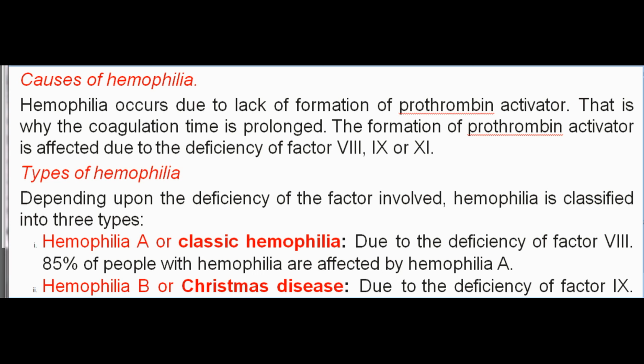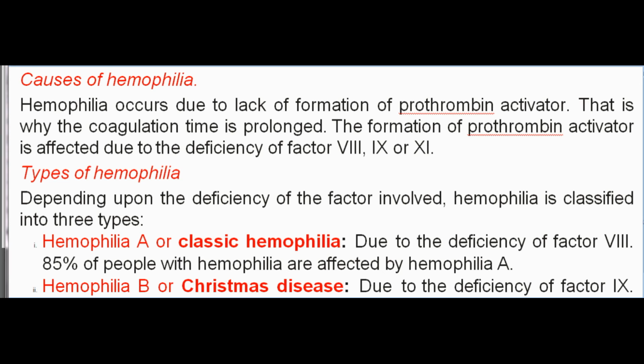Causes of hemophilia. Hemophilia occurs due to lack of formation of prothrombin activator. That is why the coagulation time is prolonged. The formation of prothrombin activator is affected due to the deficiency of factor VIII, IX, or XI.